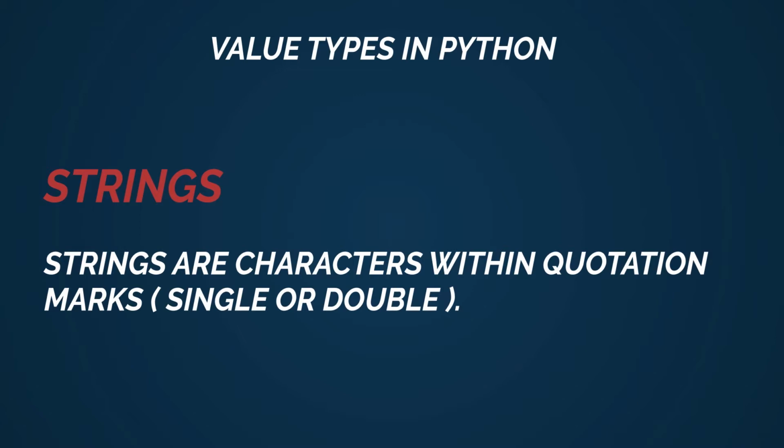And strings are simply characters that are in quotation marks. It could be single quotes, it could be double quotes, it could be triple quotes. But so far you have a set of characters, or we say a string of characters in a quotation mark. They are called a string.